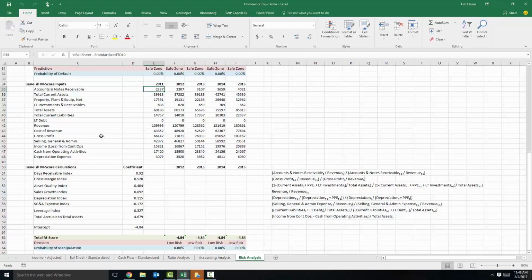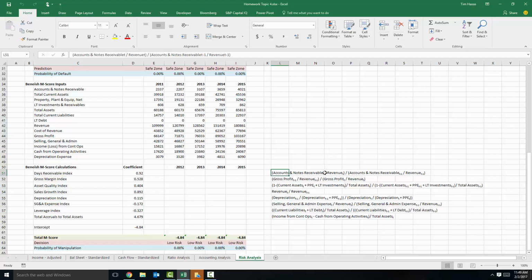Now this model is a bit complicated, so it's probably going to take a few tries before you get it right, because what you'll see here is it uses 8 different index ratios, which are basically ratios that compare from year to year. And they're quite, I guess I should say, complex. So for example, for days receivable index, here on the right, I've written out the exact formula that you would use.